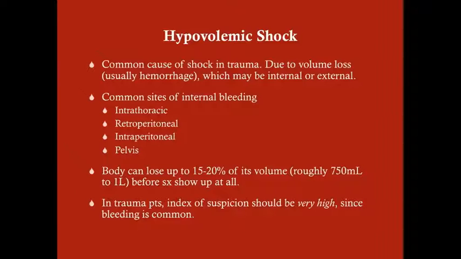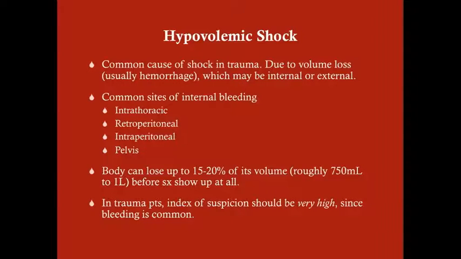So common sites of internal bleeding include intrathoracically, so rupture of the great vessels, retroperitoneally, around the kidneys, intraperitoneally in the abdomen, and the pelvis. And usually when we're thinking about the pelvis, we're thinking about behind the bladder.